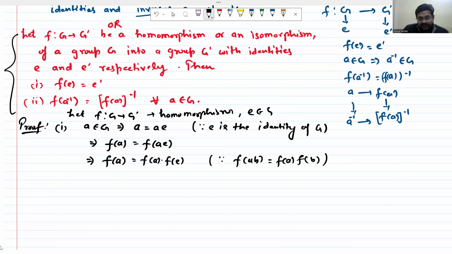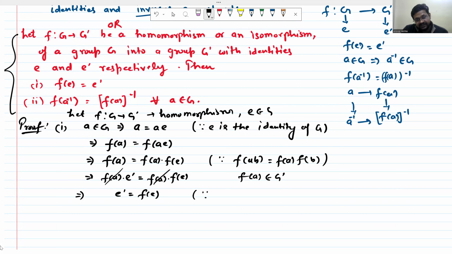And this F of A is from G dash. So this F of A you can also write like this, E dash times F of A. Now on the left side also the elements are of G dash, and on the right side there are also elements of G dash. Now you know that in a group left cancellation holds, so you can cancel it out. So this implies E dash is equal to F of E.